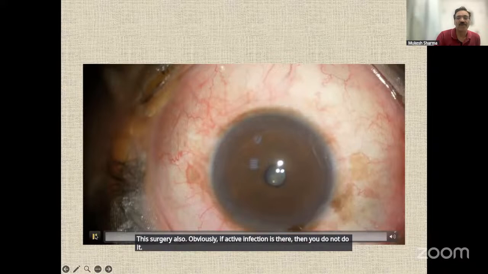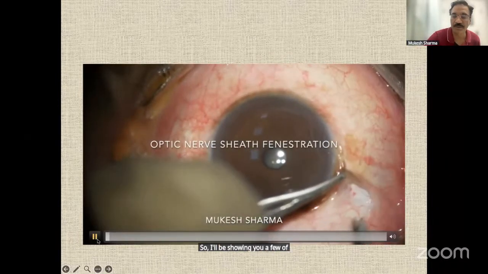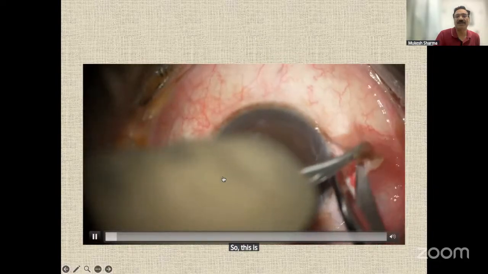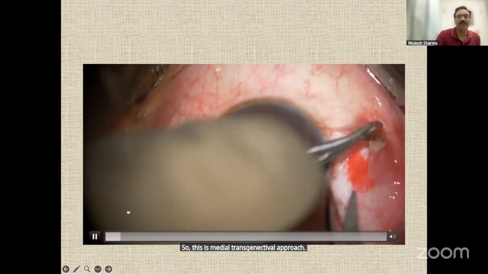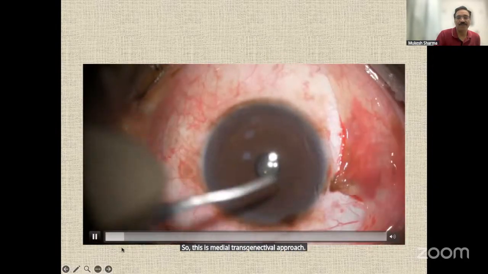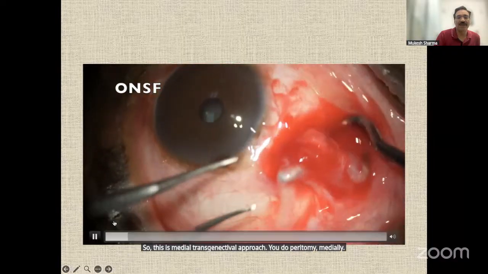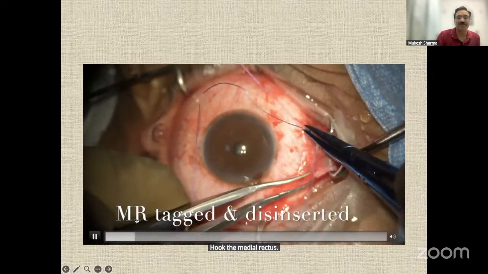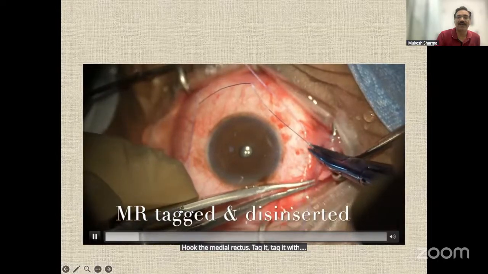So I'll be showing you a few of the surgical clips. So this is medial transconjunctival approach. You do peritomy medially, hook the medial rectus, tag it with 6-0 vicryl and disinsert it.